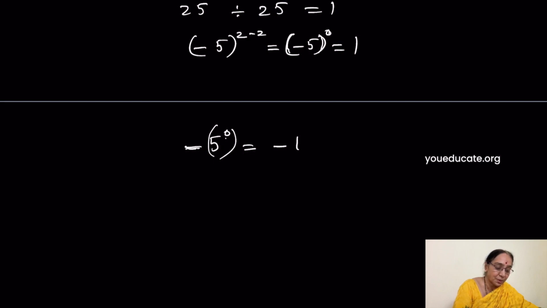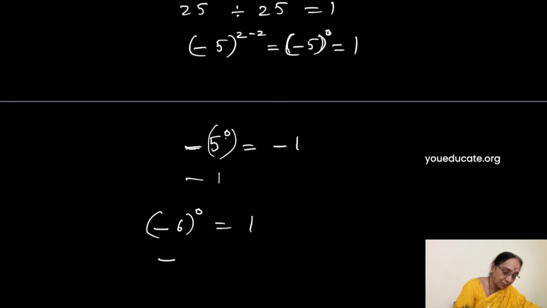So 5 power 0 is 1. So it is minus 1. So you have to see that difference. So when I say (minus 6) raised to 0, it is 1. But at the same time, when I say minus of 6 raised to 0, it's minus 1. How the parentheses are placed makes a difference.